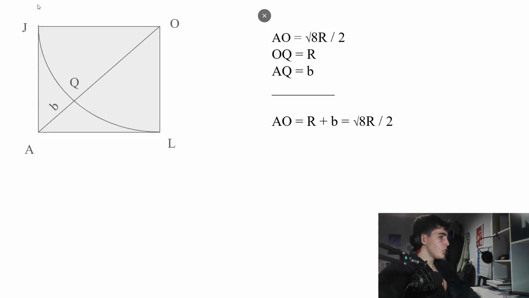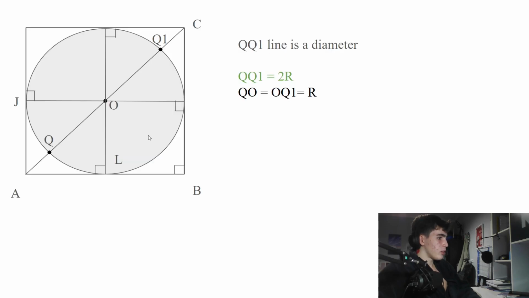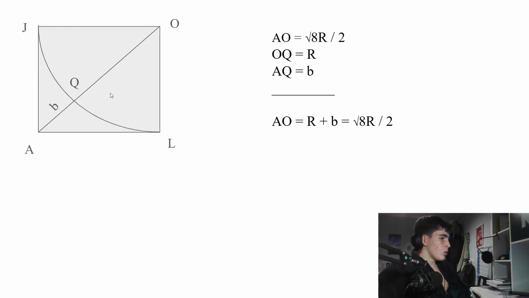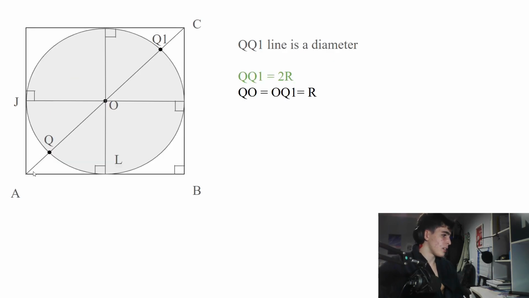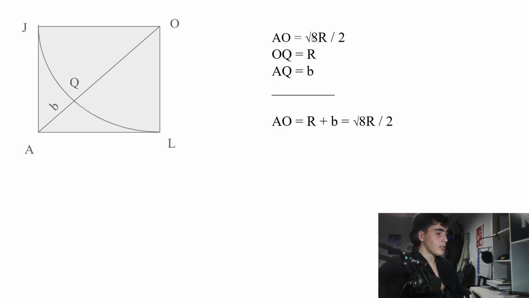If we go to this one-quarter square of the whole square, we can determine what AO is. OQ is the radius of this circle. AO is half of the diagonal because it gets split in half by this point O. So AO is square root of 8 times R divided by 2. And we have to find AQ, or we can call it B.